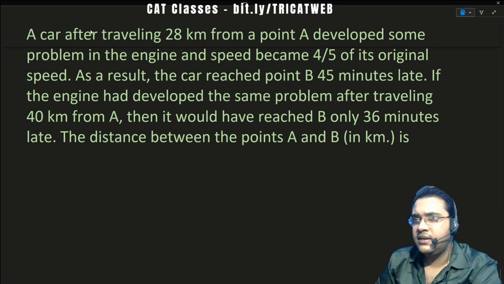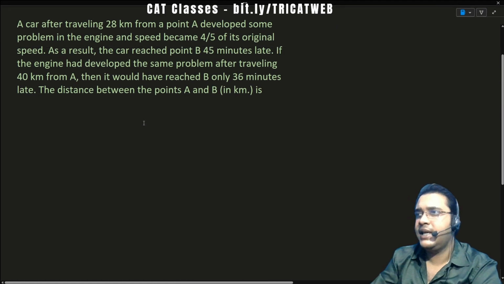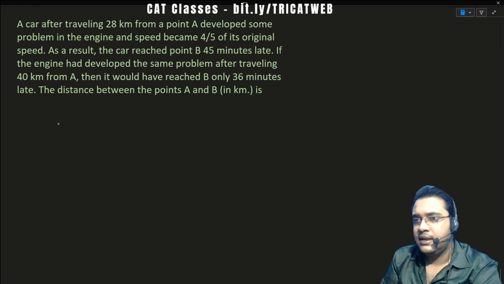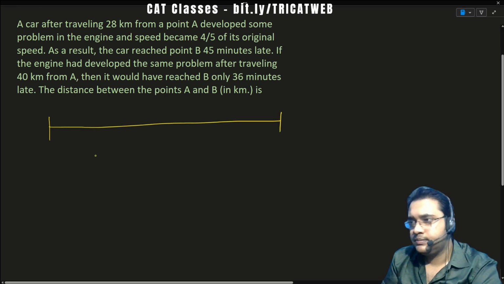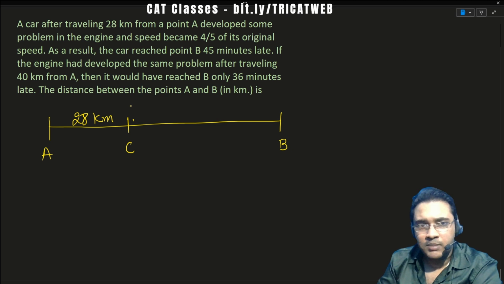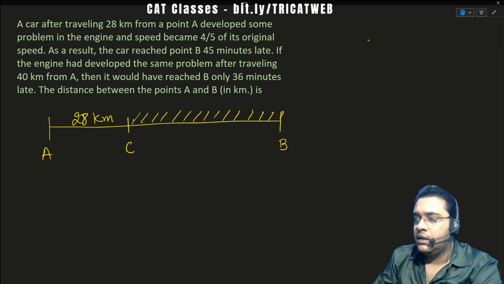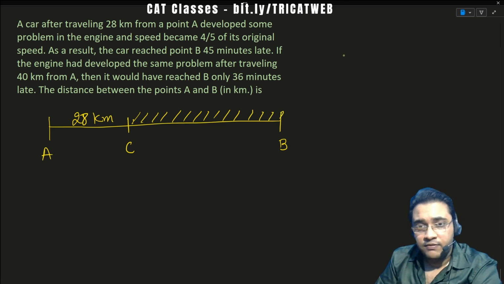So there are many things that we need to look into this question, but typically what I can understand is that let's make sense of the data. There is some point A, there is some point, let's say C, and this is 28 kilometers. There is an engine problem happening at location C, and thereafter the speed is reduced. We can assume some variables.